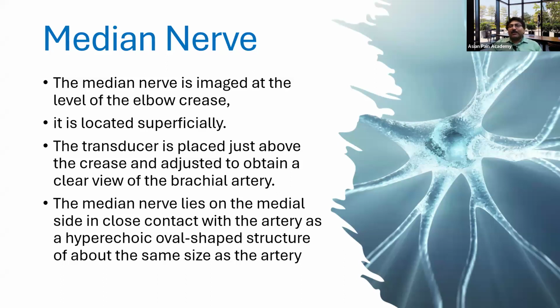Now coming to the median nerve at the elbow joint. The median nerve is situated close to the elbow joint, and it is much more superficial compared to the radial nerve. So where does it lie? It lies close to the brachial artery.